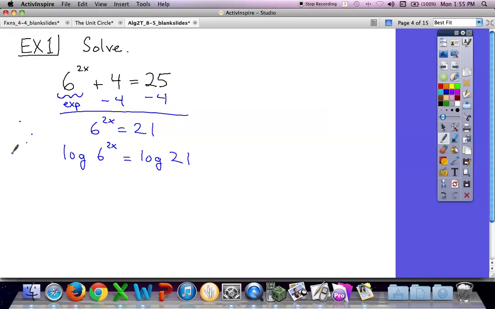Now, why don't I have a base of 10? Because it's assumed. When you don't see a base, you think that it's 10. Okay, now, by the power property, I can simplify this, can't I? What could I do? Take the exponent and move it out front as a coefficient. That's the power property. So this is now 2x times the log of 6 equals the log of 21.